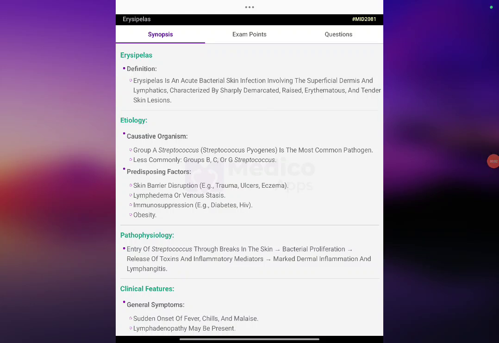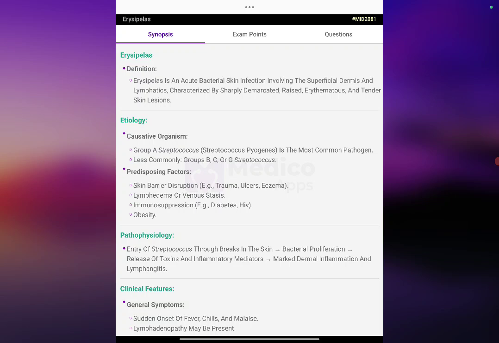Erysipelas is an acute bacterial skin infection involving the superficial dermis and the lymphatics, characterized by a sharply demarcated, raised, erythematous, and tender skin lesion. Causative organism: Group A Streptococcus. Streptococcus pyogenes is the most common pathogen, less commonly Group B, C, or G Streptococcus.